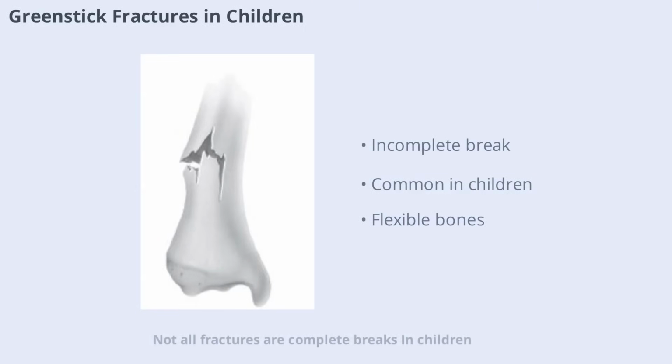Not all fractures are complete breaks. In children, whose bones are more flexible and contain more collagen, we often see what's called a greenstick fracture. This type of fracture is incomplete and usually results from bending or twisting forces. Imagine trying to break a young green branch. It bends and cracks but doesn't snap in two. Greenstick fractures are more common in kids because their bones can absorb more energy before breaking completely. Let's look at some examples to understand this better.